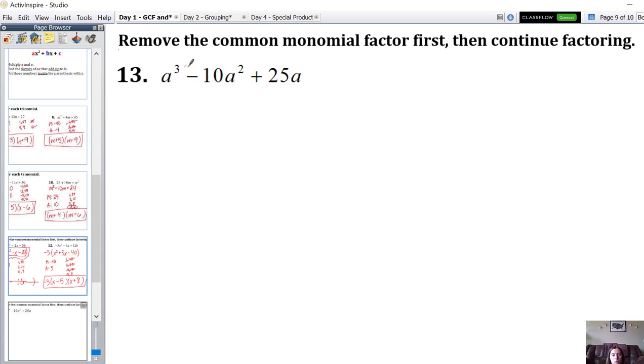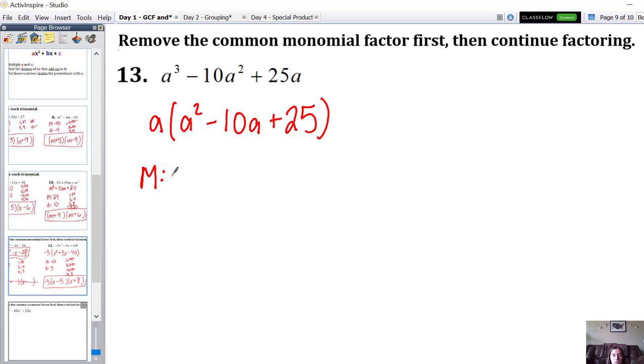Finally, we have a cubed minus 10a squared plus 25a. I can't take a number out of all three of these terms besides 1, but I can take a out of all three. So now I've got a on the outside, and then when I divide, I have a squared minus 10a plus 25. And then let's see if we can factor this trinomial.